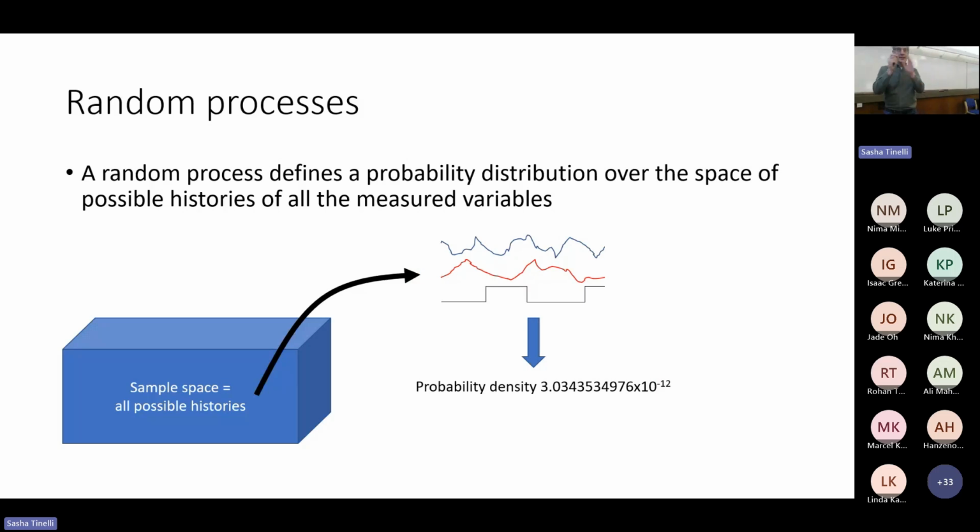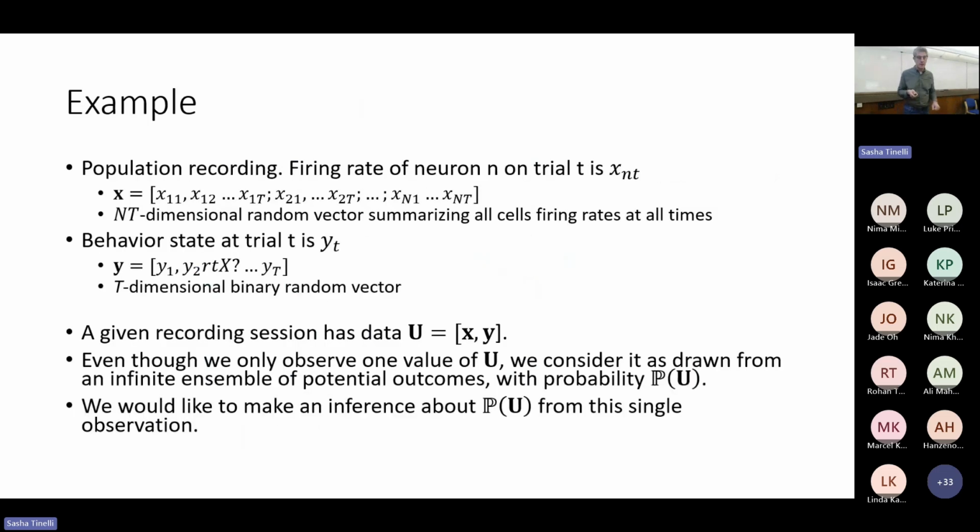And even if successive time points are not independent, even if you have this slow drift, there's still a random process that goes on behind the scenes. We don't know what the probability distribution is, but we can say things about it. So for example, if you do a population recording, then you denote the firing rate of neuron N of your population on trial T as X_NT, and you get a big matrix of number of neurons by number of time points. And this gives you a big vector summarizing the firing rate of all cells at all times.